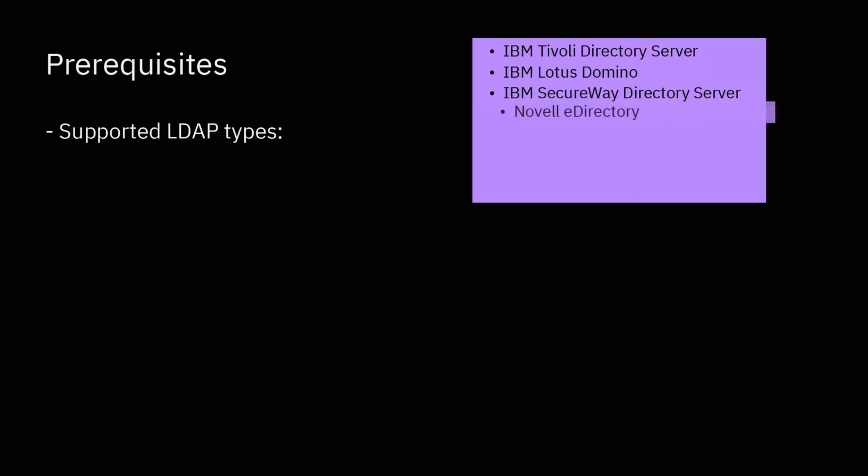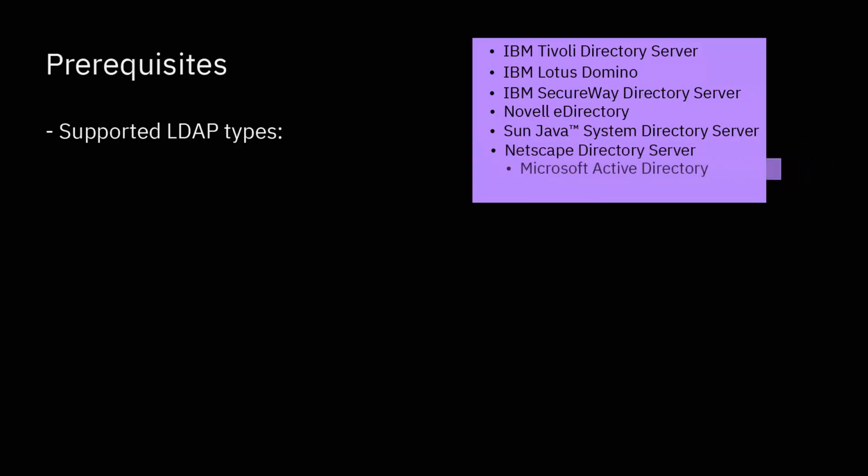Prior to installation, there are a few prerequisites that you need to complete. First, keep in mind that only the following LDAP types are supported: IBM Tivoli Directory Server, IBM Lotus Domino, IBM SecureWay Directory Server, Novell eDirectory, Sun Java System Directory Server, Netscape Directory Server, Microsoft Active Directory, and Custom. It is important to verify that the LDAP you intend to use is on this list to ensure that it will work properly.